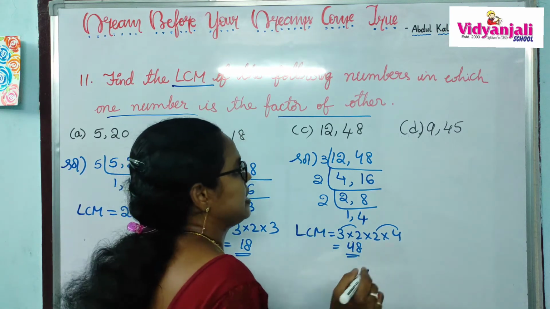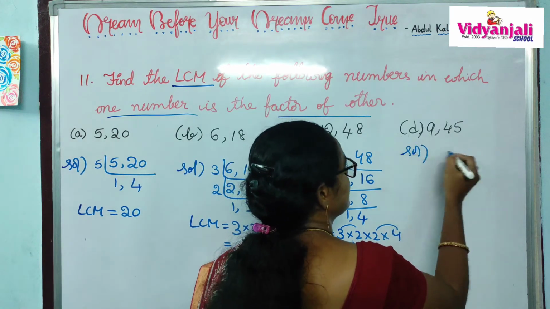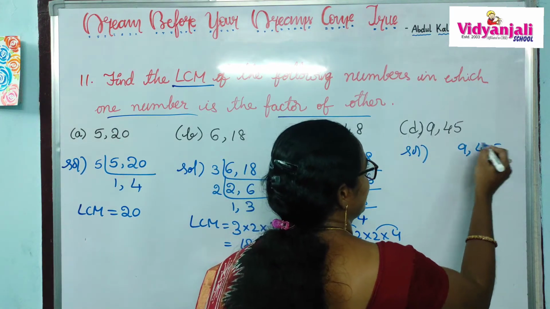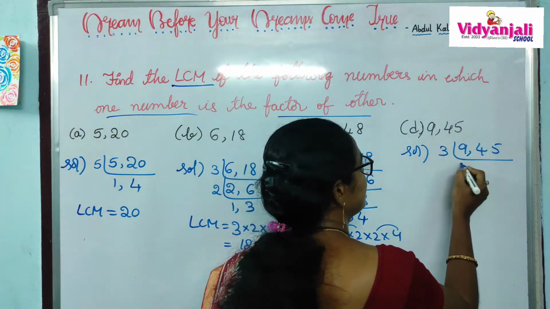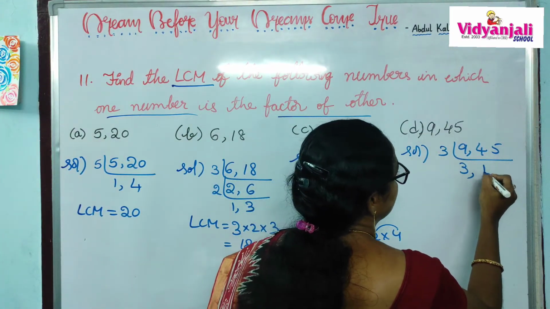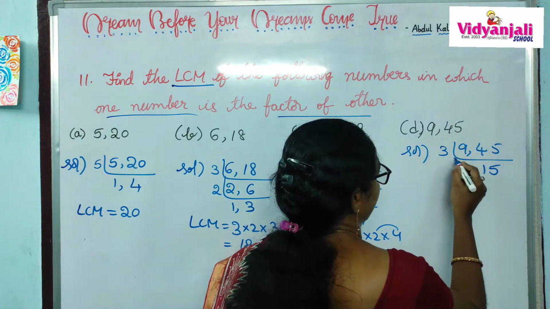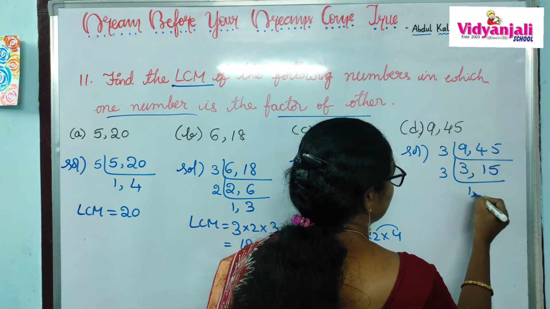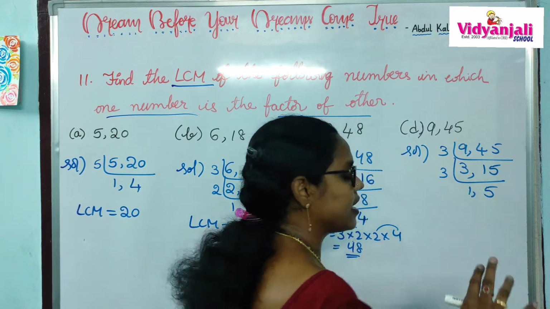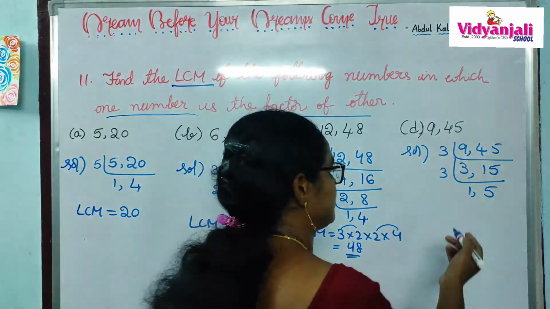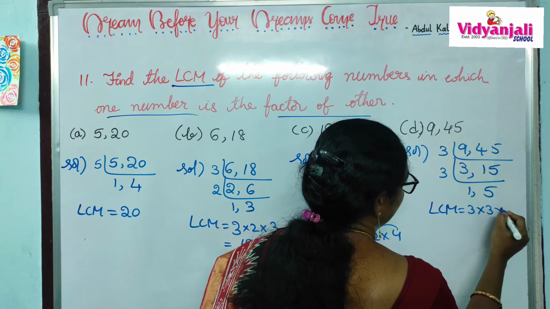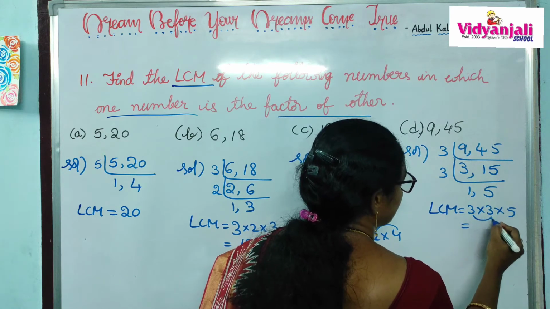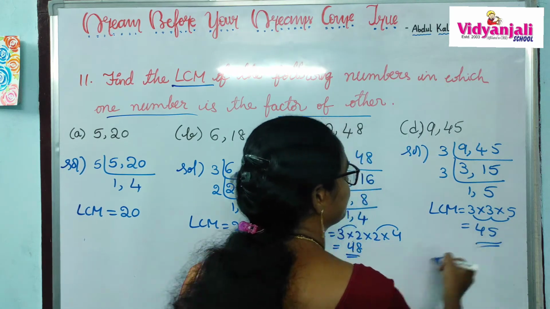Okay. Next. Last question. 9 and 45. Both are divisible by 3. In 3 table, 3 3s are 9. 3 table, 3 15s are 45. Again, both are divisible by 3. See, 1 and 5 are not having common factor, so we can stop. So, the LCM is 3 into 3 into 5. What is 9 5s? 45.